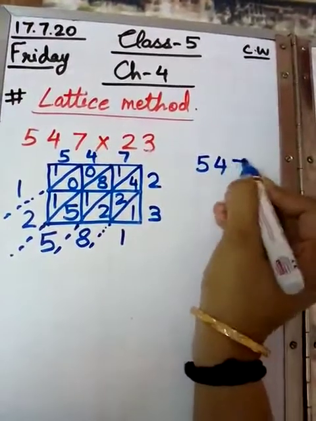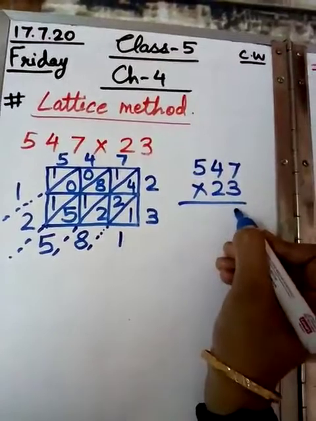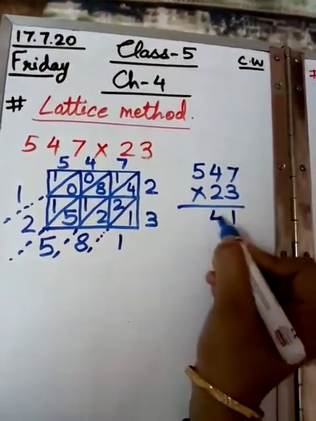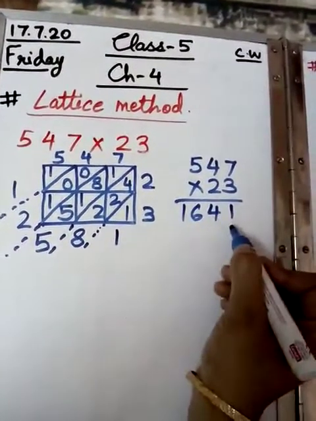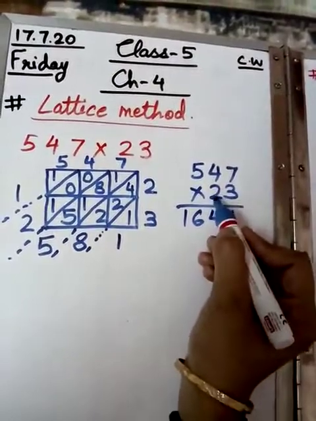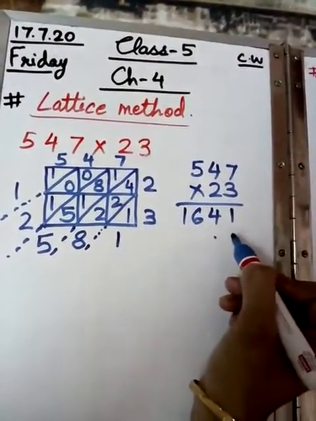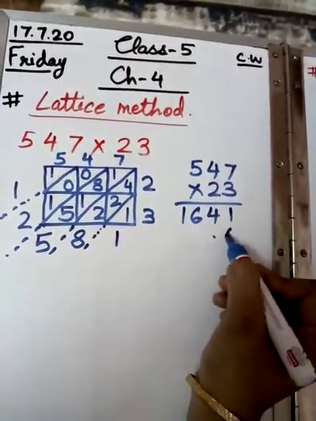647 multiplied by 23. 3 7s are 21, so 1 here, 2 carry. 3 4s are 12, 12 plus 2 is 14. Carry 1. 3 5s are 15, 15 plus 1 is 16. Then, because the tens place multiplier is starting, it will start with the tens place, so the ones place will be written by 0 or a cross. So I am putting 0 here.